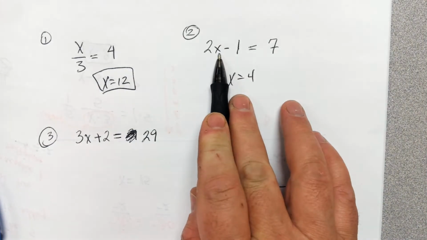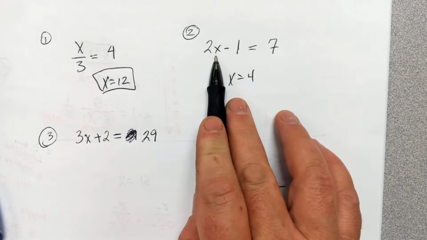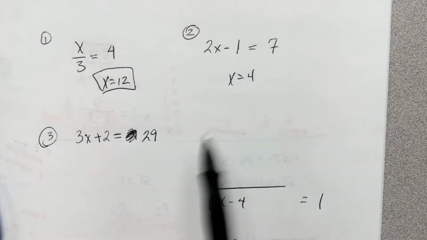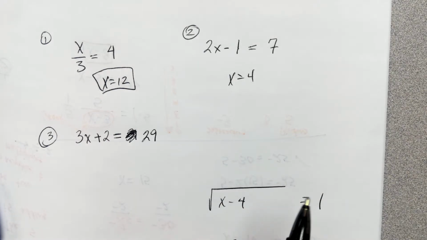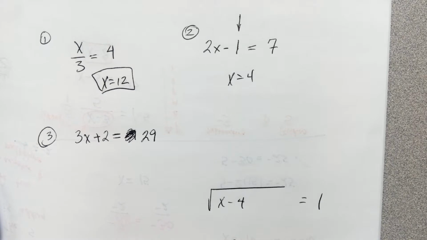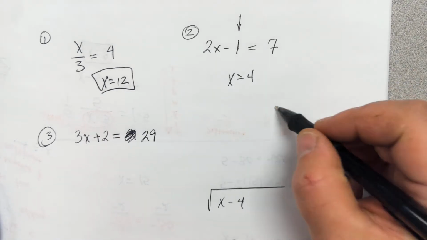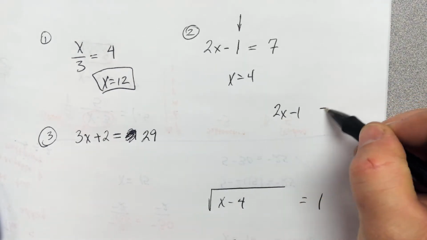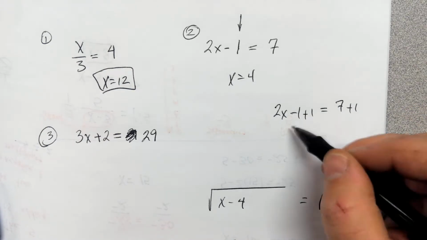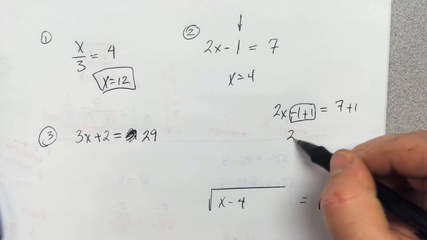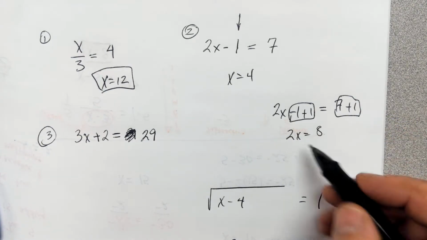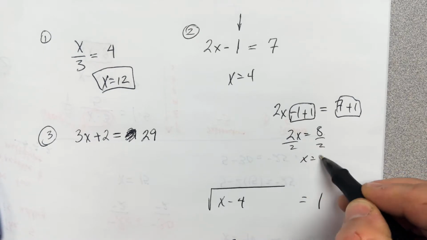To get x by itself, because we're done when x is by itself, I have to get rid of two things. I have to get rid of the 2 and the negative 1. So I have to do that one first. The way I get rid of that, I want that to be 0. So I'm going to add 1 to both sides. That makes 0. So I'm left with 2x equals 8. And then I'm going to divide by 2. X equals 4.